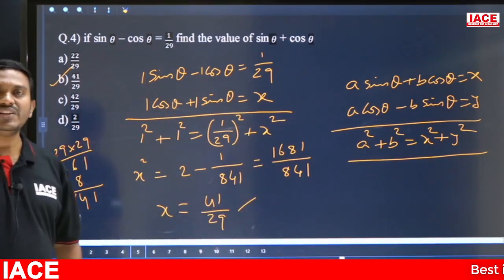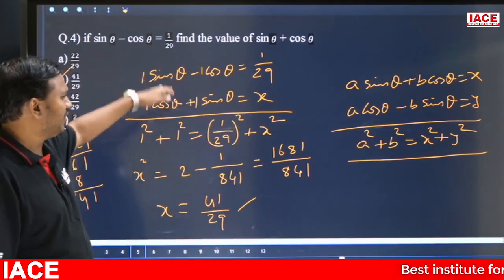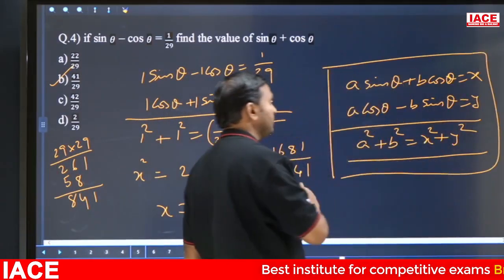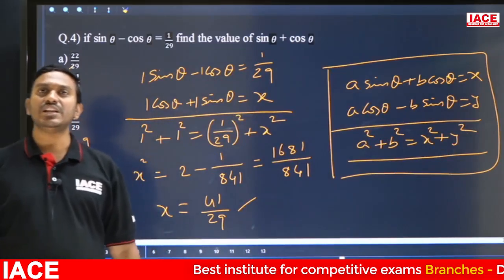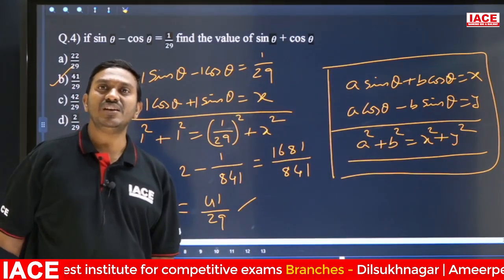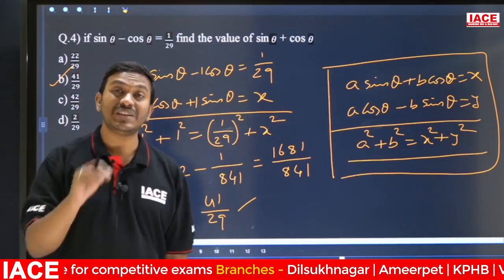So what is the x value? X value is 41 by 29. Remaining is simplification. This point you have to know. This is the most important point that we have to know. What is that? A sin theta plus b cos theta equal to x, and a cos theta minus b sin theta equal to y. Then what is the relation? A square plus b square equal to x square plus y square.